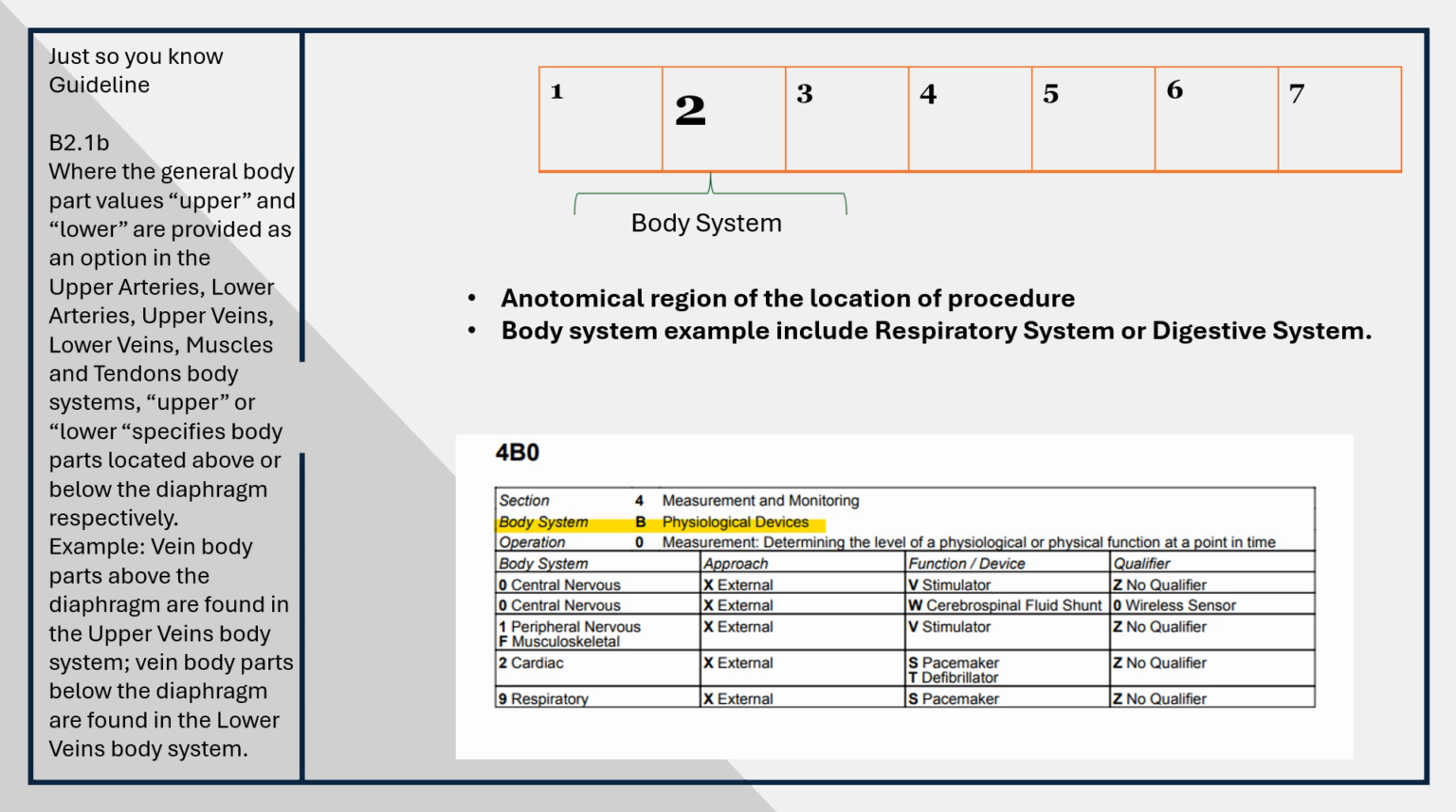Also, guideline B2.1b: the terms upper and lower in certain body systems indicate anatomical location above and below the diaphragm, respectively, such as upper veins for veins above and lower veins for veins below the diaphragm.